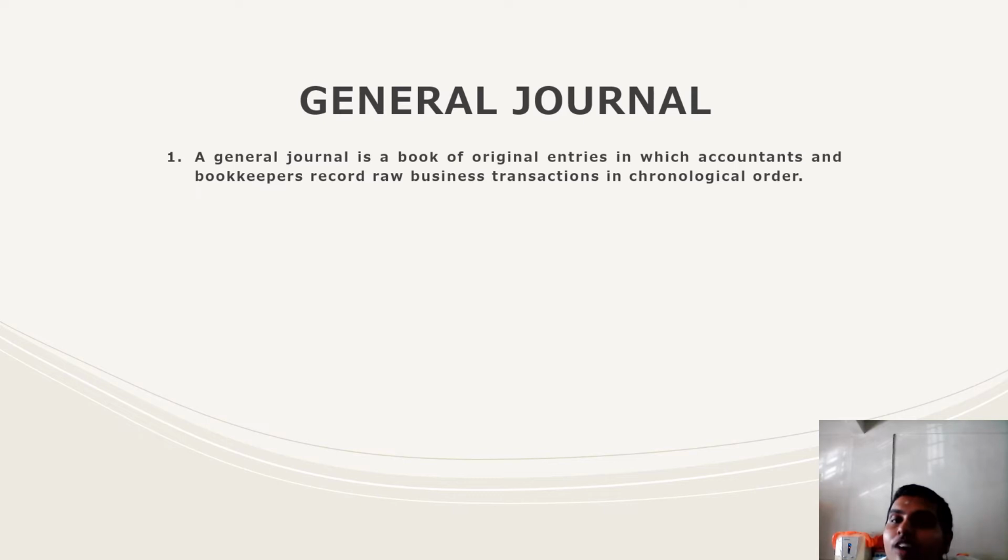This means it is a book of original entries where accountants or bookkeepers record the raw business transactions in chronological order. What is chronological order? Chronological order means from the first date of a month until the end of the month. For example, from 1st January until 31st January.